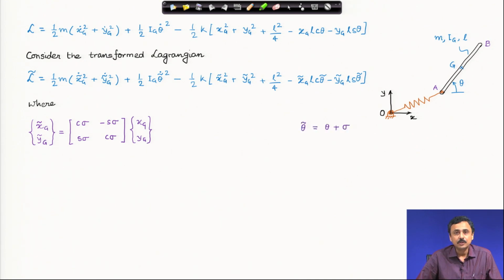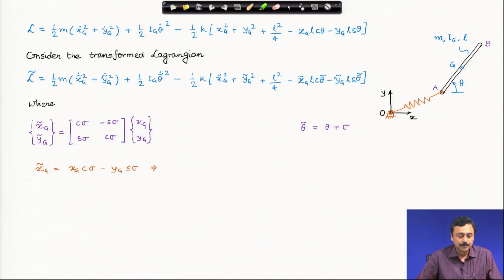There is another transformation for the orientational coordinate theta. Theta tilde is theta plus sigma, and if you put sigma as 0, you get back theta tilde as theta. So, identity transformation. So, there is only a shift in the theta coordinate, whereas the positional coordinate of the center of mass has a rotational transformation.